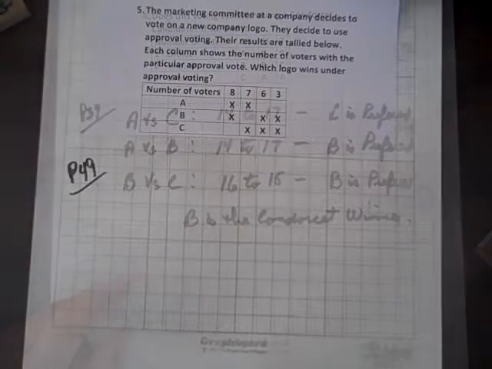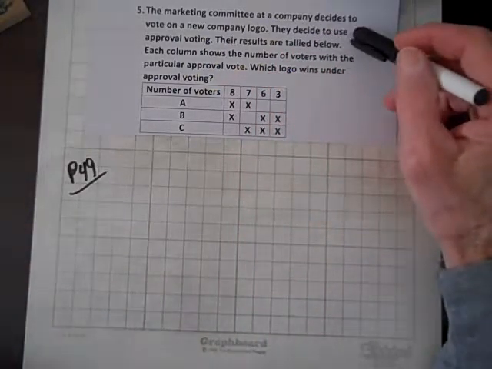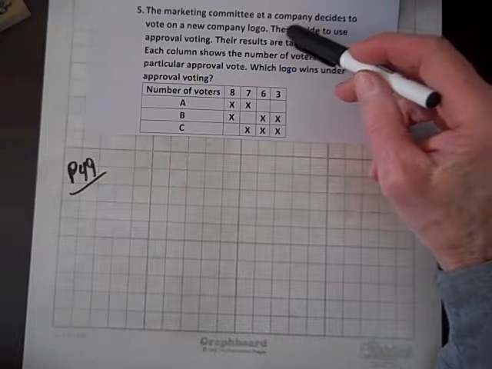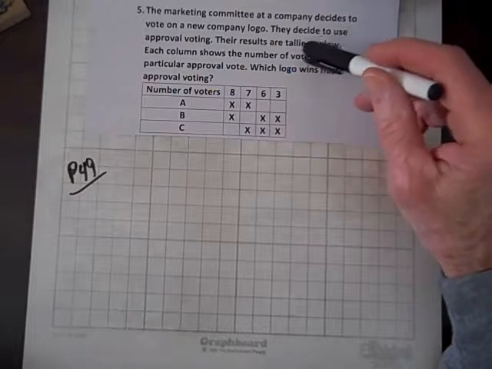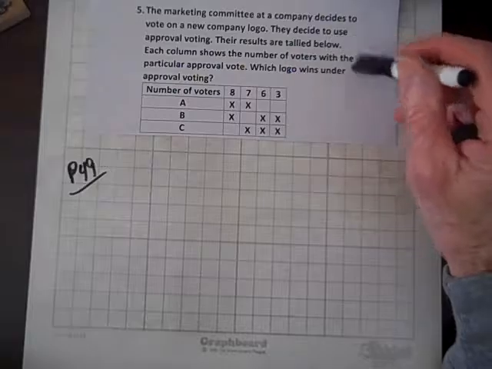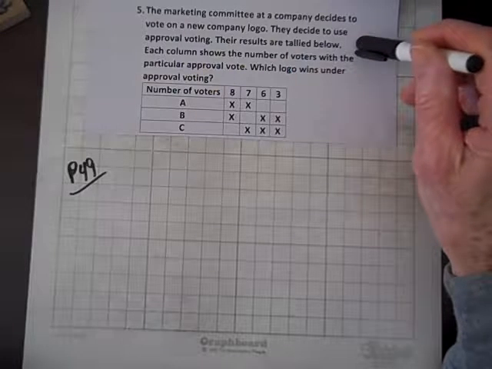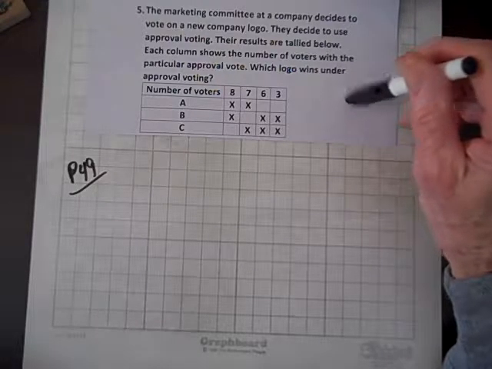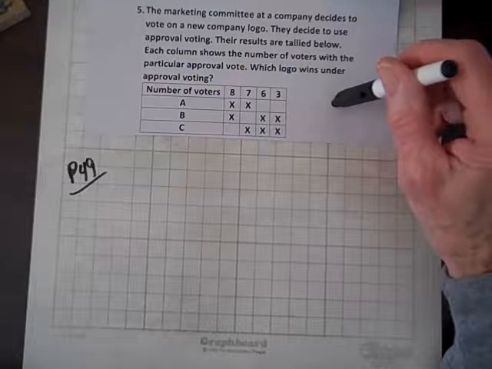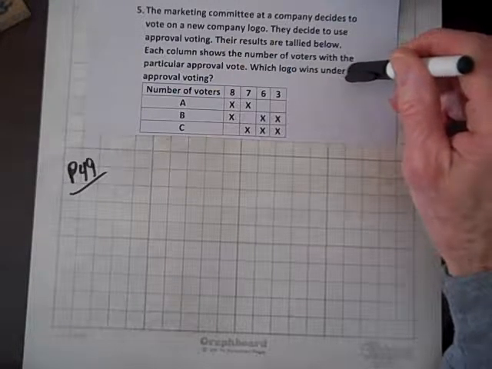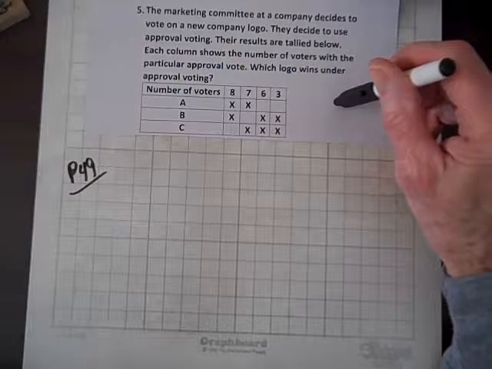Okay, so here's our final question. The marketing committee at a company decides to vote on a new company logo. They decide to use approval voting. Their results are tallied below. Each column shows the number of voters with the particular approval vote. Which logo wins under approval voting?